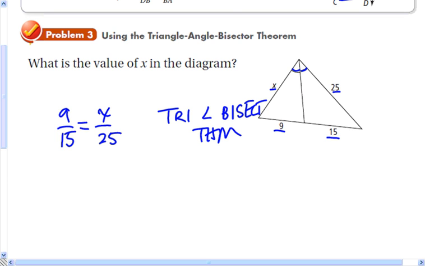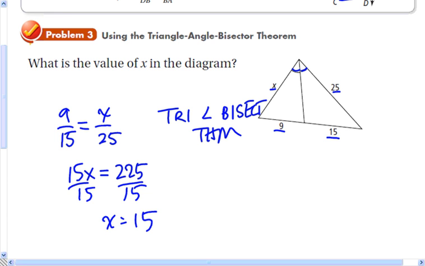All right, and then using cross products property, we can say 15x is equal to 9 times 25, which is 225. And that is using cross products property. Divide both sides by 15, and we get x is equal to 15, using the division property of equality. All right, go ahead and you try that.